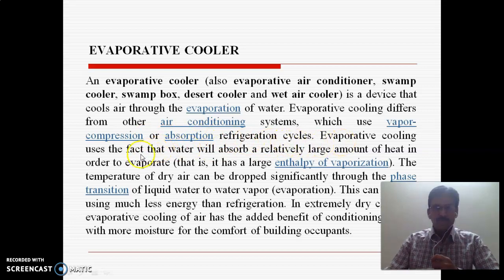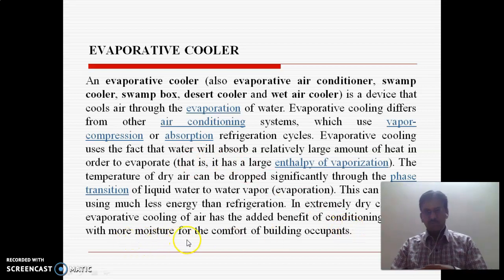But the evaporative cooler uses the fact that water will absorb a relatively large amount of heat in order to evaporate. That is, it has a large enthalpy of vaporization. So the temperature of dry air can be dropped significantly through the phase transition of liquid water to water vapor. This can cool air using much less energy than refrigeration. So in extremely dry climates, we generally use this evaporative cooler, as it has the added benefit of conditioning the air with more moisture for the comfort of the occupants.